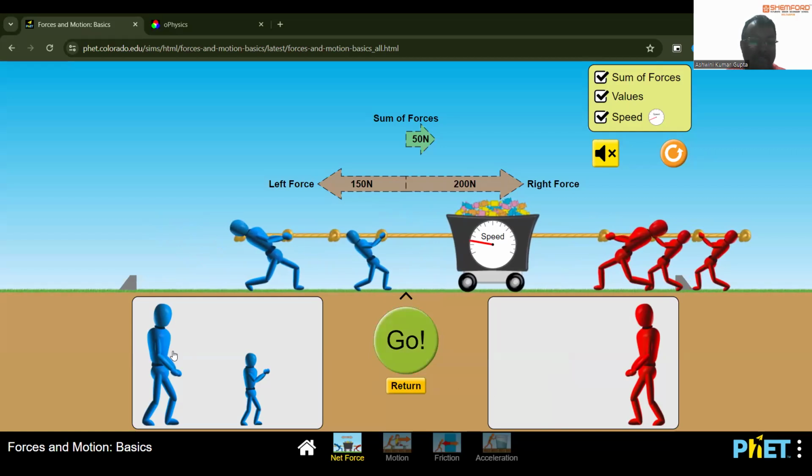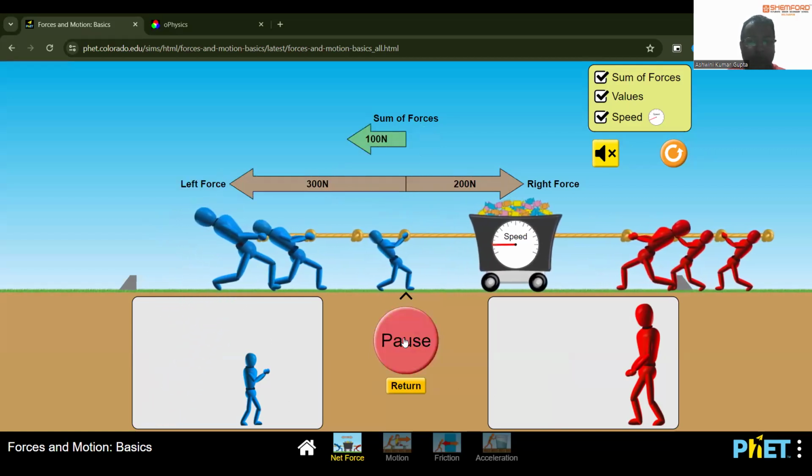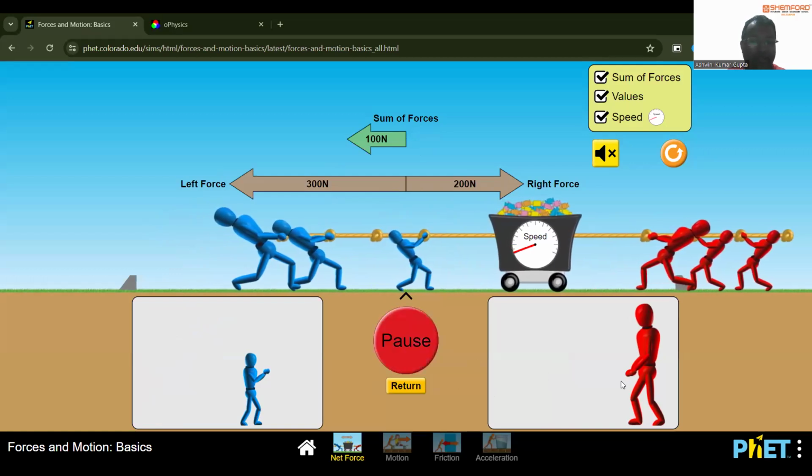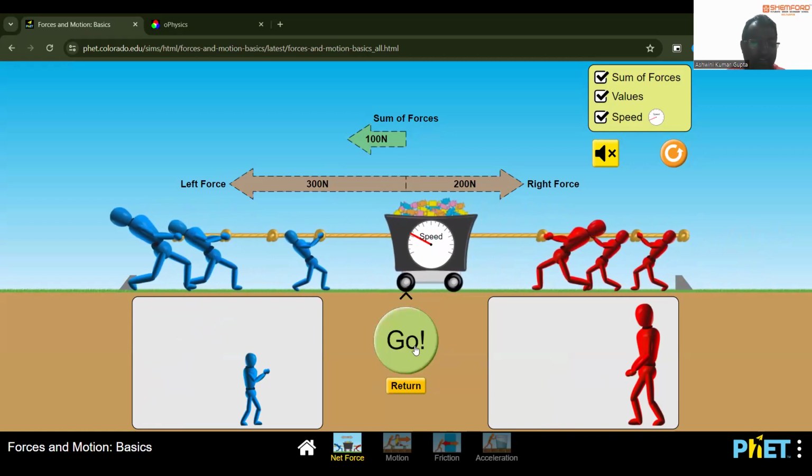Pause. And suppose I have applied a person over here. Now go. See what is happening? It is moving in the opposite direction again, right? Suppose I have put one person over here.